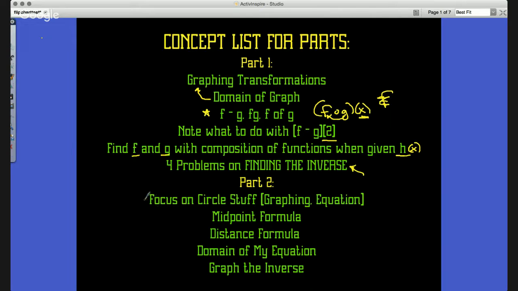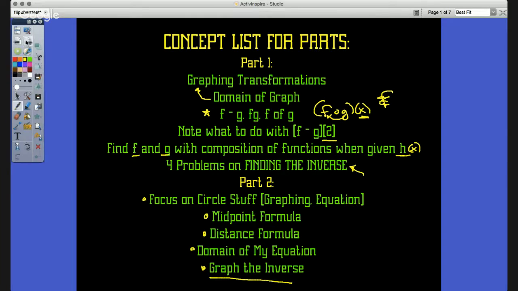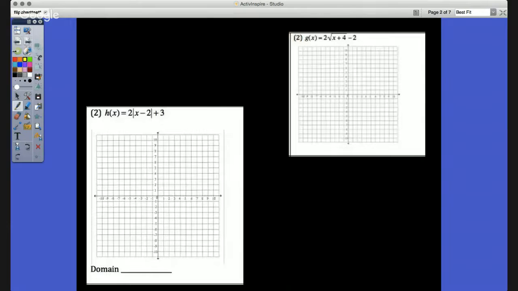Now, in part 2, you'll notice that this focuses on the circle and midpoint and distance formula, finding the domain of an equation. A little bit different. Up here it's you graph it first, then find the domain. Down here, it's find the domain from an equation given. That's a little bit of a review, but we'll hit on that again a little bit forward. And then finally, we're going to graph the inverse when given an equation as well. So again, that's kind of our parts there. We're going to look at that a little bit more in depth going forward.